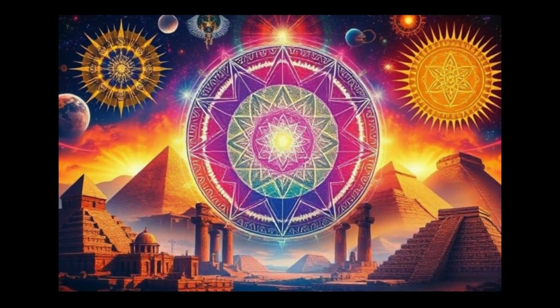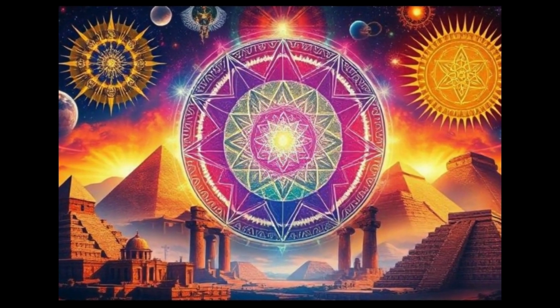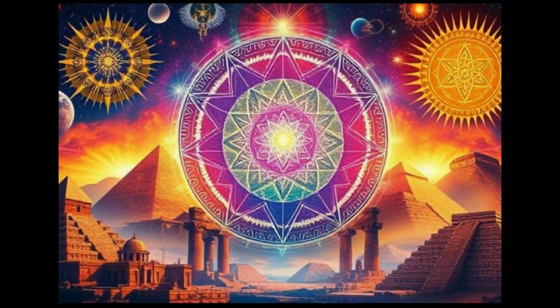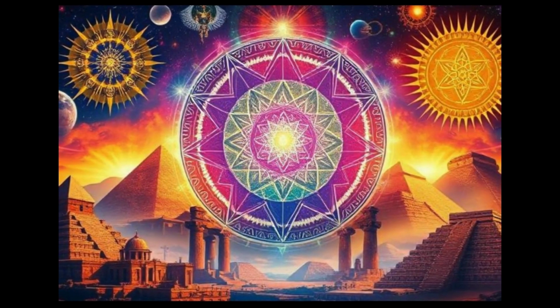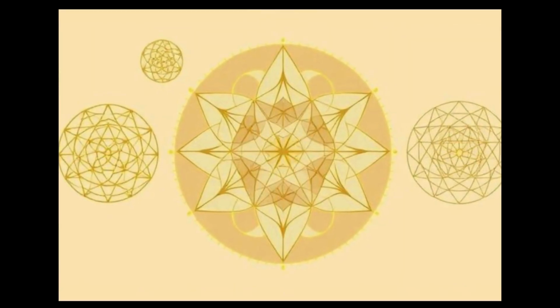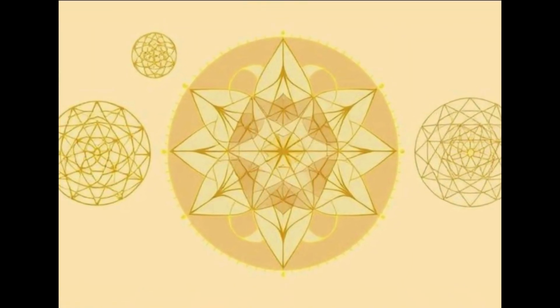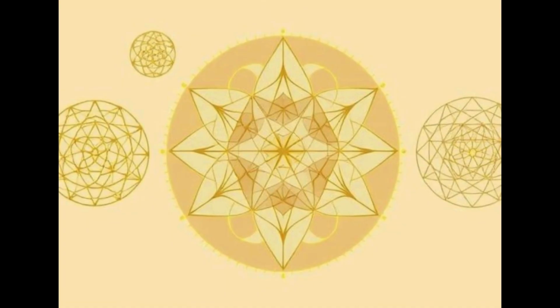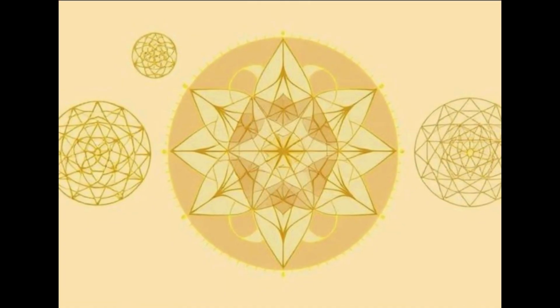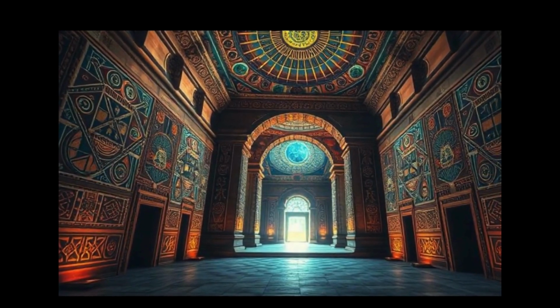Imagine ancient civilizations like the Egyptians, Greeks, Indians, and others using simple but powerful geometric patterns to build their temples, pyramids, and sacred symbols. These patterns, like the golden ratio, the flower of life, and mandalas, aren't just pretty shapes. They hold deep spiritual meaning, representing the harmony and order of the universe.